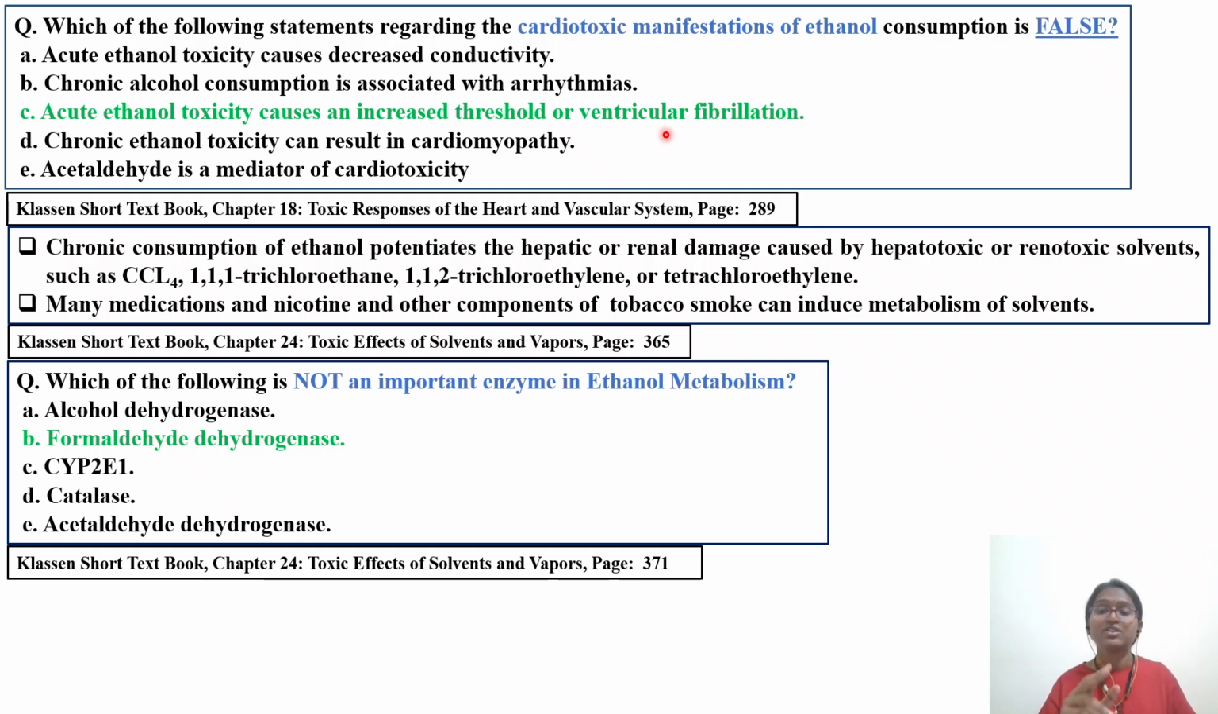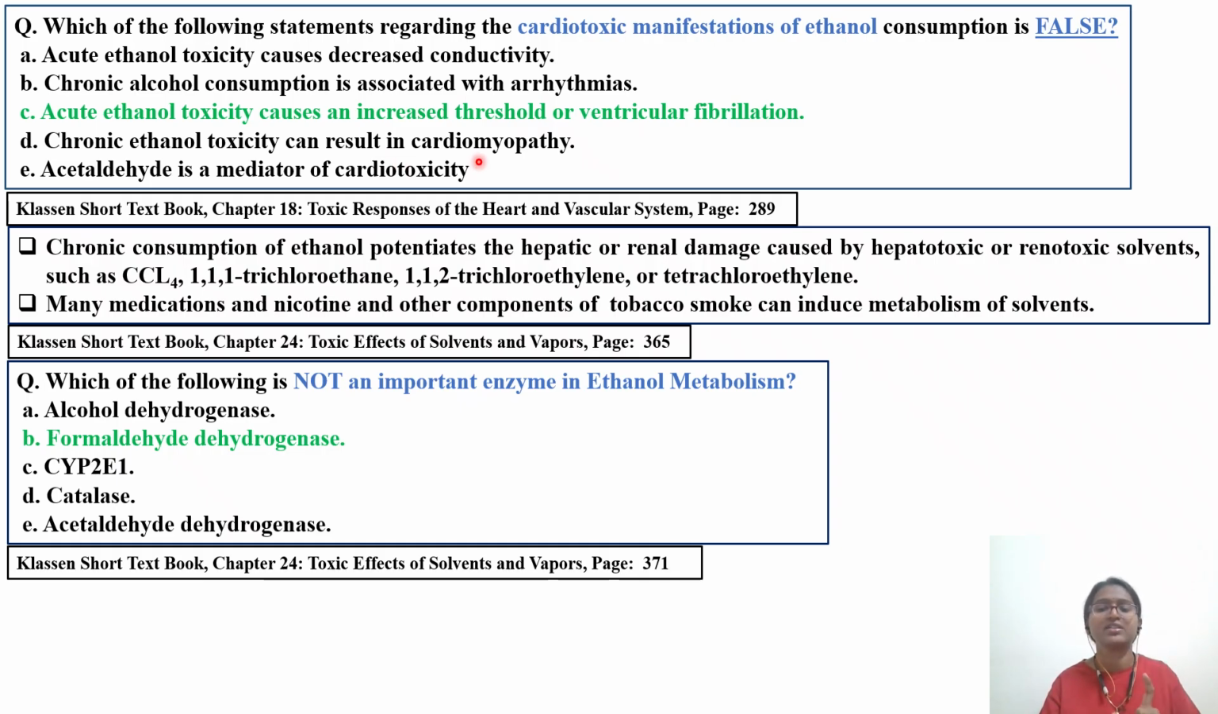So what are the rest of the statements which are correct and applicable to alcohol? Alcohol toxicity causes decreased conductivity. In the last video we saw that it affects the calcium ATPase pump in cardiac muscles, because of which it decreases conductivity. Chronic alcohol consumption is associated with arrhythmia. Acute alcohol consumption is not associated, but chronic consumption causes arrhythmia. Chronic alcohol toxicity can result in cardiomyopathy, which is a characteristic feature.